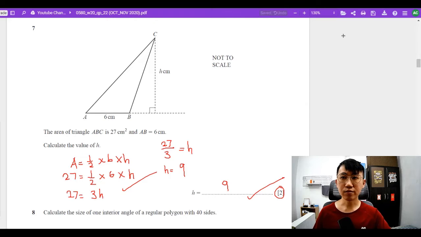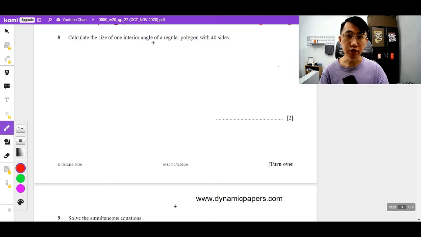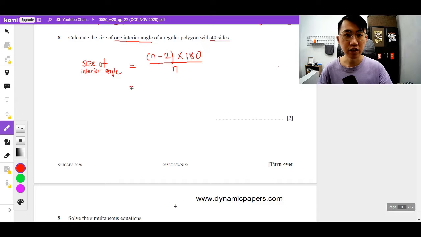So that's question 7. Calculate the size of one interior angle of a regular polygon with 40 sides. Okay, so we're going to highlight the keyword, one interior angle, only one. And given to you the number of sides is 40, alright? So let's start. Size of interior angle. Let me write down the formula for you. Equals to, so take n minus 2 times 180 divided by the number of sides. So this is the formula for size of one interior angle.